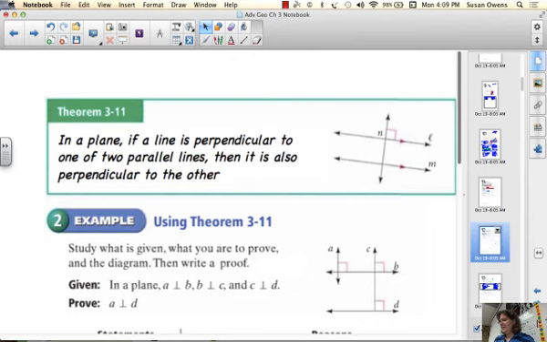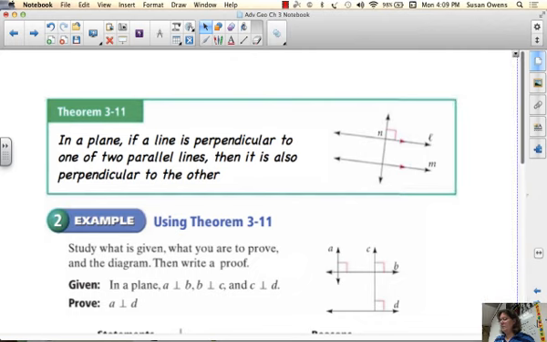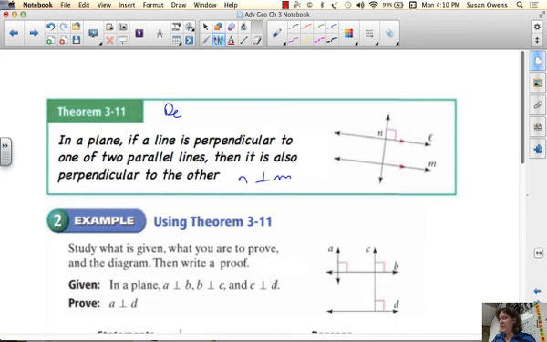The next theorem says in a plane, if a line is perpendicular to one of two parallel lines, then it is also perpendicular to the other. So if you take a look at the diagram, we're given that L and M are parallel, and then we're also given that N is perpendicular to L, and we can use this theorem to say that N is also perpendicular to M. And this one I call the perpendicular to parallel lines theorem.